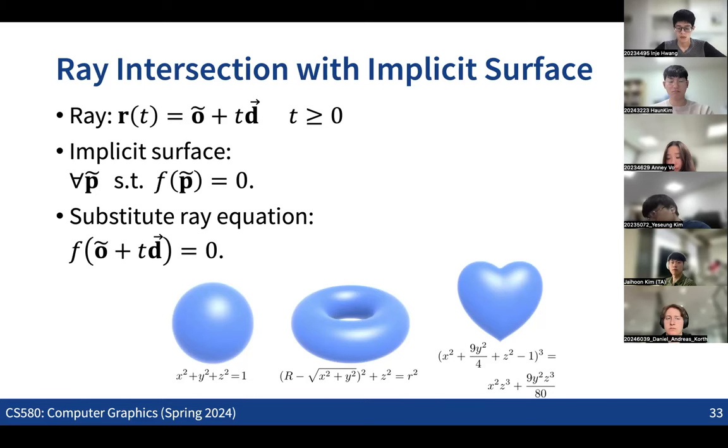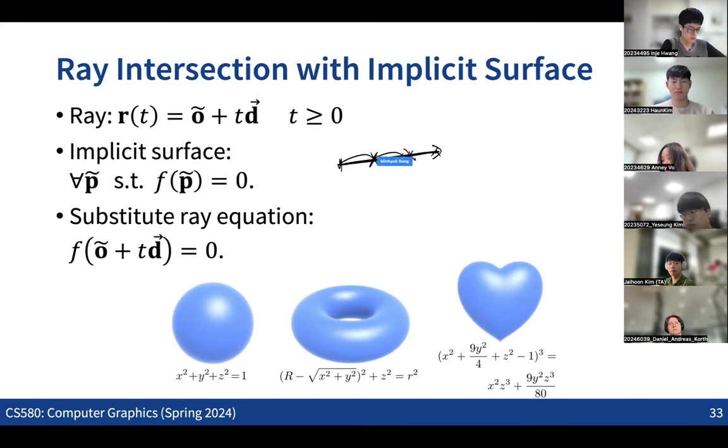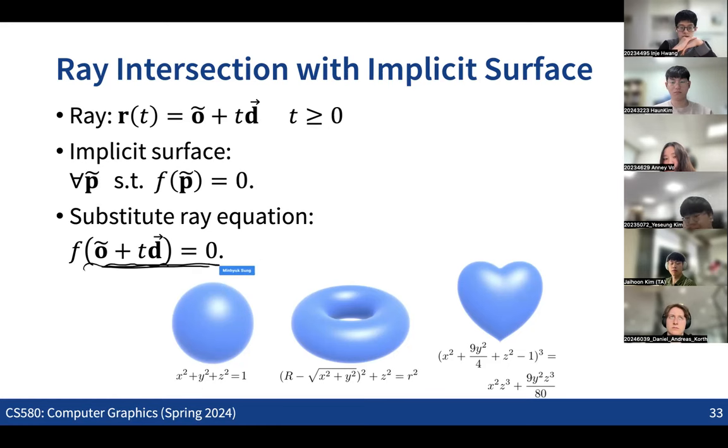Well, the simplest way is to march the ray. From the starting point, along the direction, we make steps. At every step, we check whether the point is exactly on the surface or not. If the function value at the point is positive, meaning the point is outside of the object, then we can go one step further. We repeat this process until the value becomes zero. This is the simple idea for finding the intersection point between the ray and implicit surfaces.